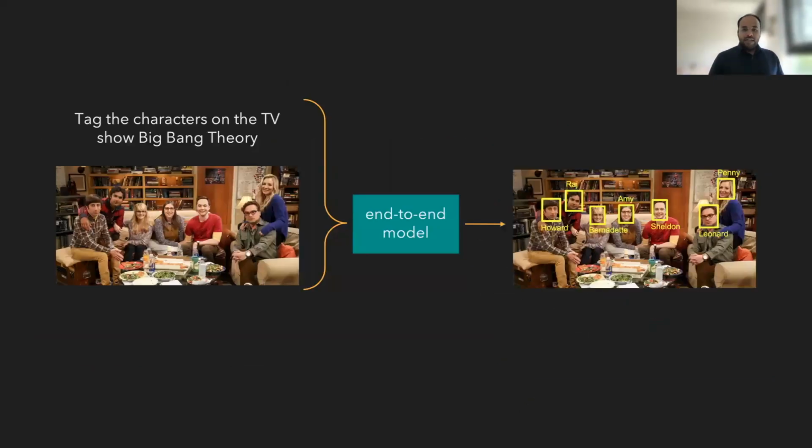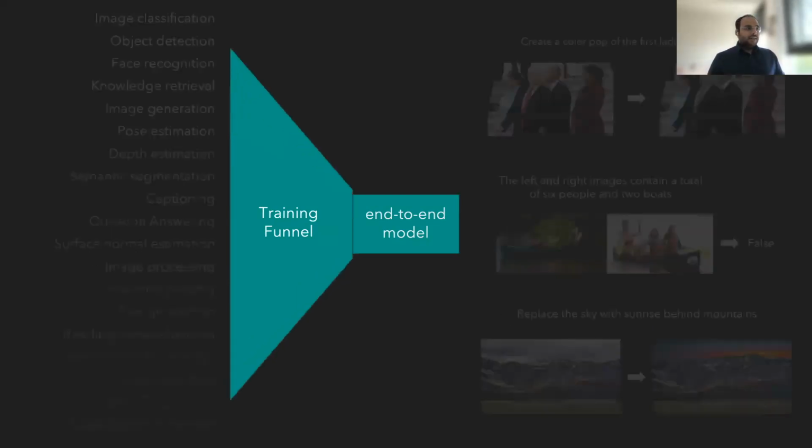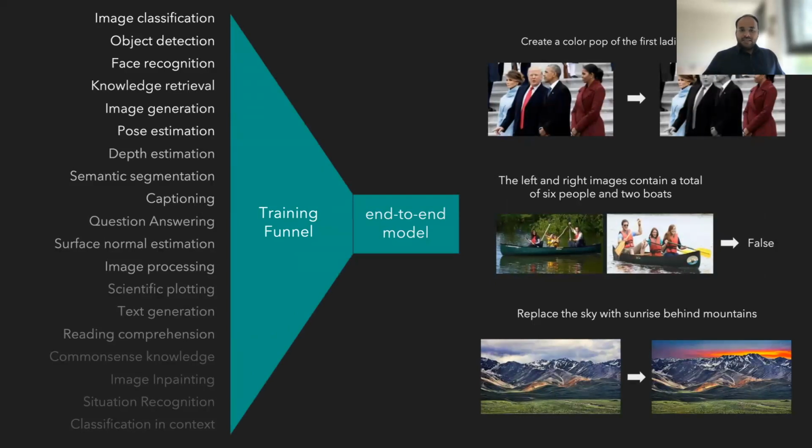Now, imagine what it would take to build an end-to-end system that does this. A system like Unified IO, if you were to get into this task, it would have to learn skills like face detection, knowledge retrieval, image text matching, image processing, and plotting the final result. And that is only for one single task. Now, imagine if you had to do thousands of such tasks, you would quickly need a much larger training funnel to funnel in all of those skills into this parameter space of the end-to-end model. And that quickly becomes difficult.